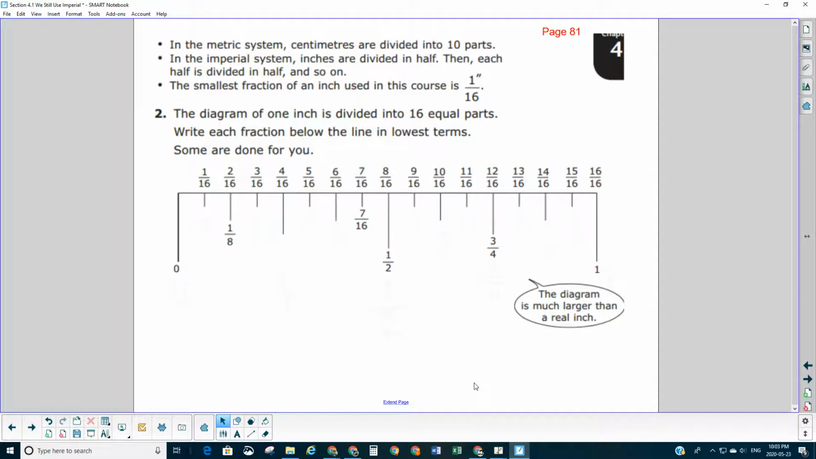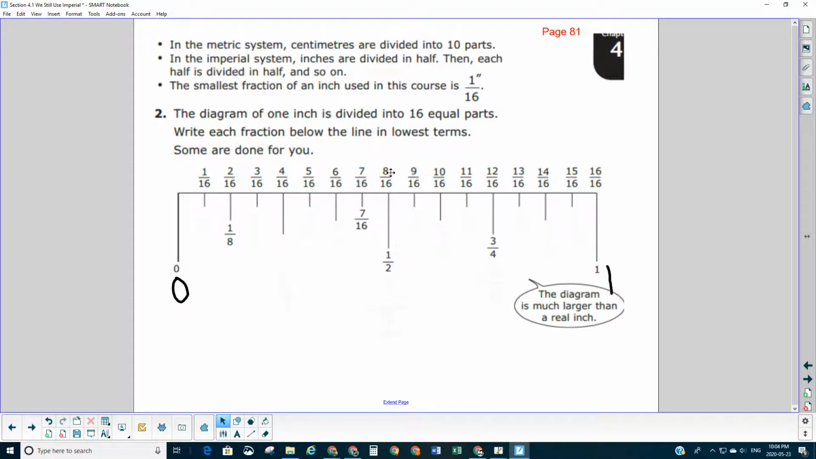So first I'm going to look at some of the big ones. So 0 is already in the lowest terms, and so is 1. Okay, so we have a 1 inch here. From here to here is 1 inch. And then you'll see that they've already divided this one into 1/2. And that's not a surprise, because if you look, it's exactly halfway between 0 and 1 is 1/2.